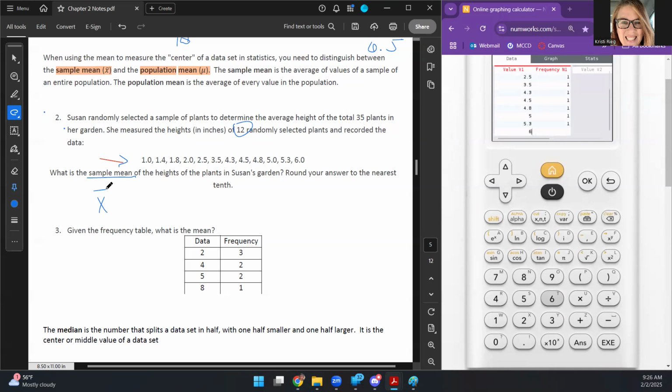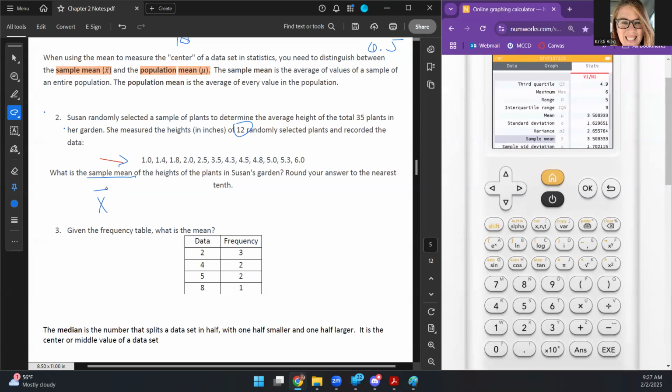So on this calculator, I'm in data. I'm going to go all the way up to the top, go over to stats, I hit OK. Now I can see right off the bat that N equals 12, which is exactly what we thought because it said there's 12 plants. And I'm going to scroll down until I see an X bar. And so right here, I see it says mean, but it says mu. So I'm going to go down to X bar because we're looking for the sample mean, and then it says sample mean, X bar, and to the nearest tenth, that becomes 3.5.